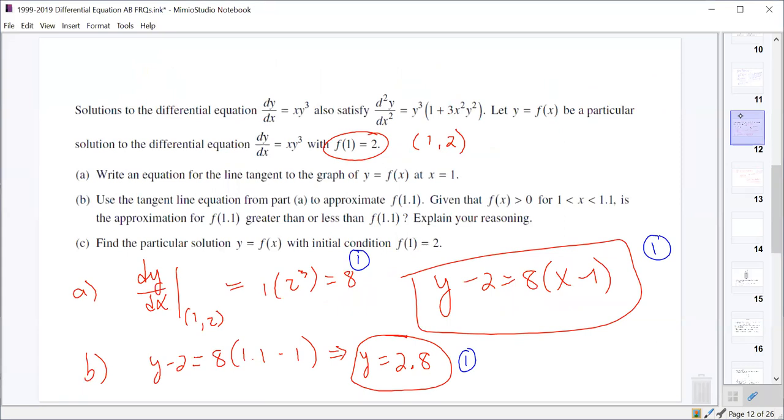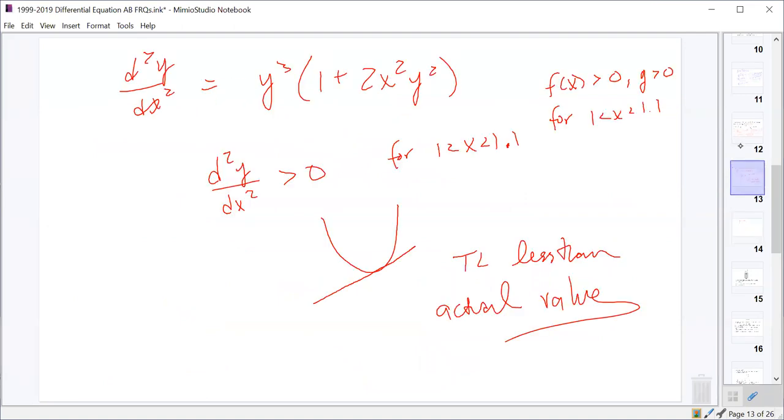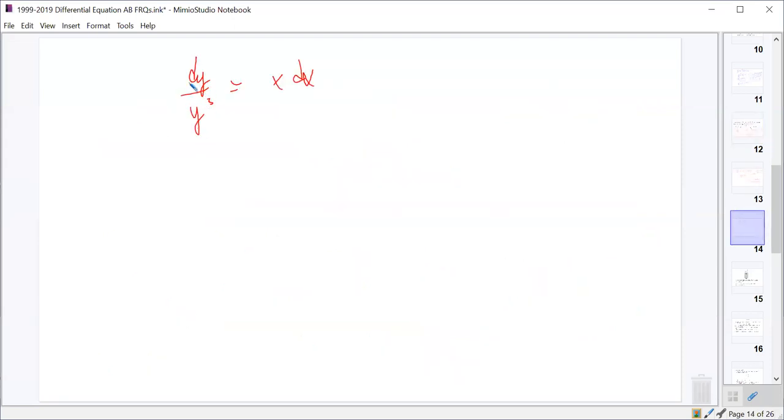All right, part C says solve with the initial condition f of 1 is 2. So first thing we'll do is separate the variables. So dy over y cubed equals x dx. And so we'll integrate. Integral of y to the -3 is -1 over 2y squared. Integral of x is x squared over 2, plus our constant. So we've already got 1, 2, 3 points here. And then plugging in our initial condition to get our fourth point.